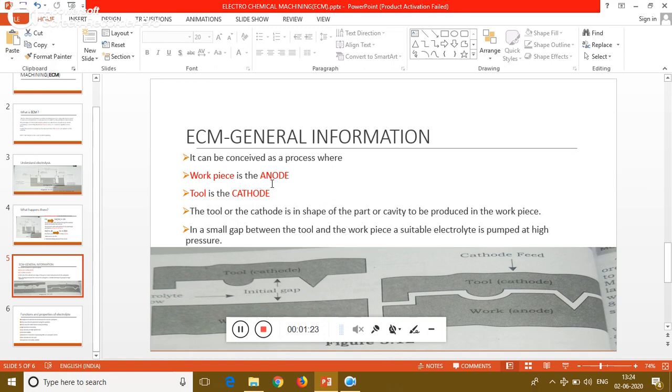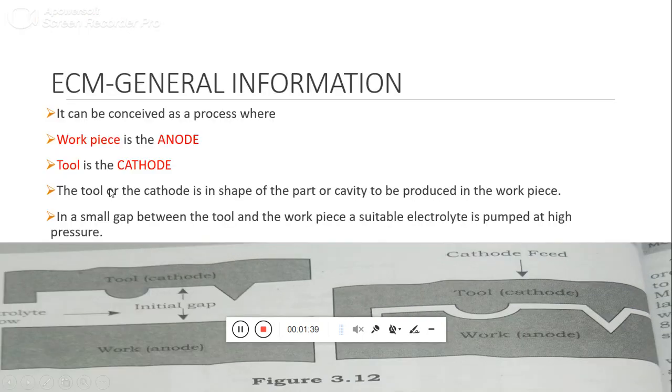So in electrolysis we know that there is anode and cathode. In ECM the workpiece is the anode and tool is the cathode. Now there is another point. The tool or the cathode is in the shape of the part or the cavity to be produced in the workpiece. See here. See, this is the tool and this is the workpiece. Now the cavity that is to be formed is in the shape like this, right? Now just look at the shape of the tool. The tool has the shape of the cavity to be produced on the workpiece.